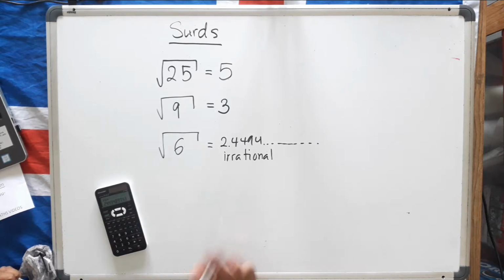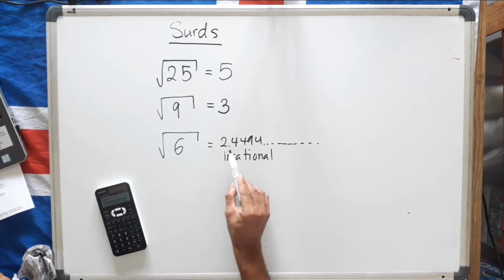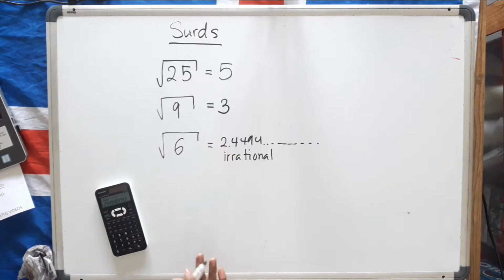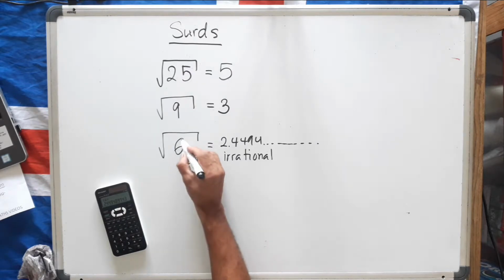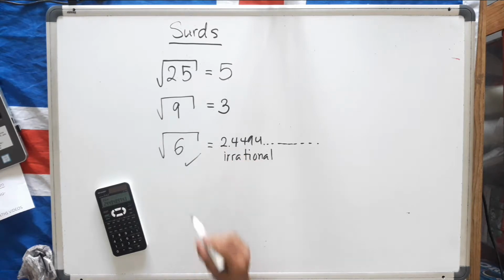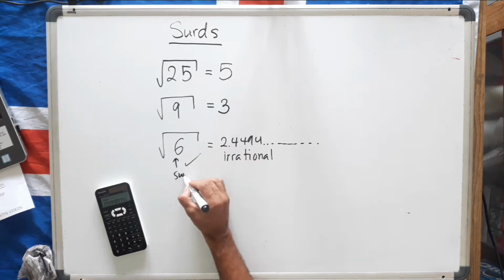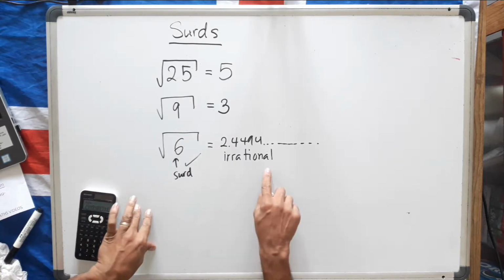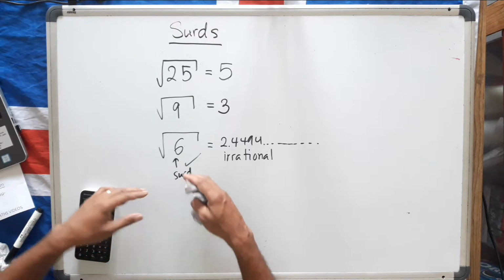So, which one would you prefer to see? 2.449 going on forever, or the square root of 6? I have a good feeling you will just prefer to see the square root of 6. So what is a surd in very simple language? A surd is an irrational number, but you leave it in terms of square roots. So this here is your surd, the square root of 6, because surds make irrational numbers a little more easy on the eye.